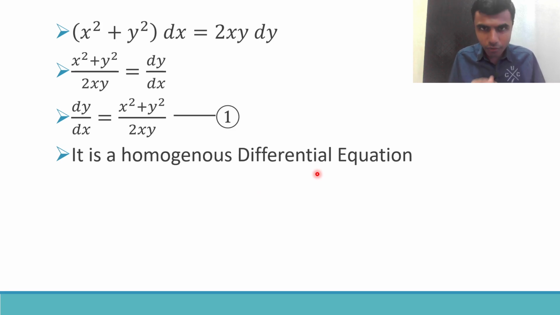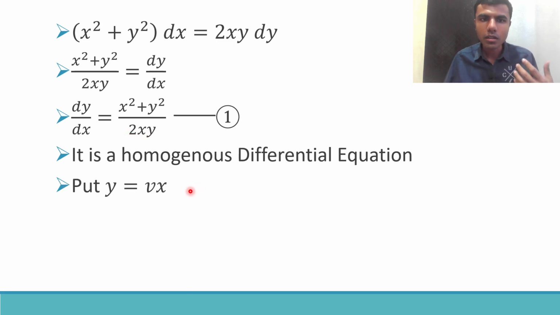Now, once we know that this is a homogeneous differential equation, what should we do? All we have to do is put y is equal to vx, this substitution. Now I'm going to differentiate both sides with respect to x of this y equal to vx.